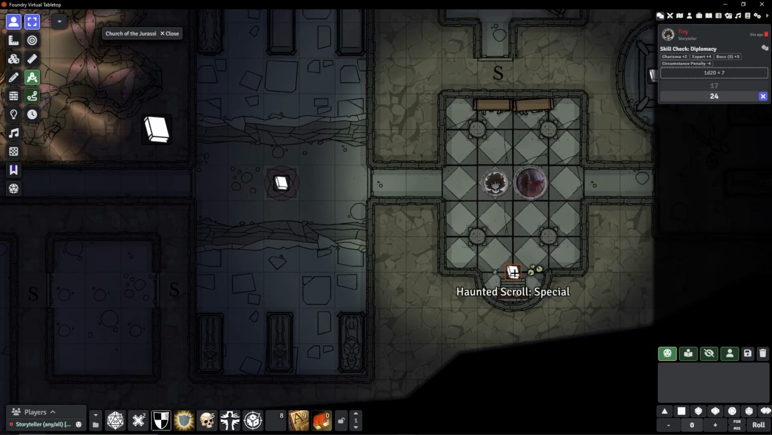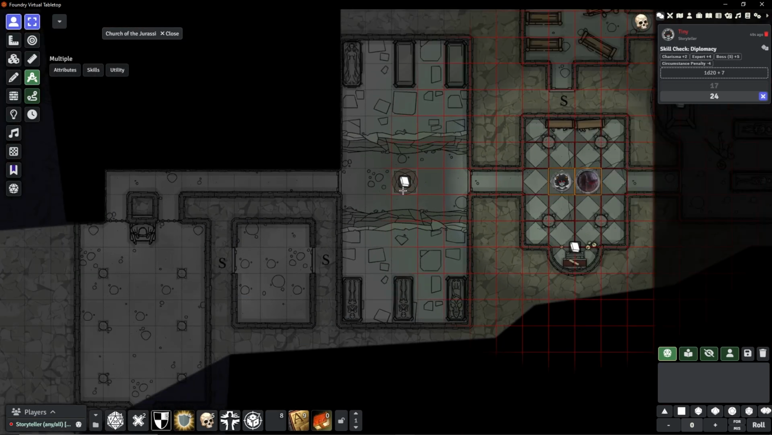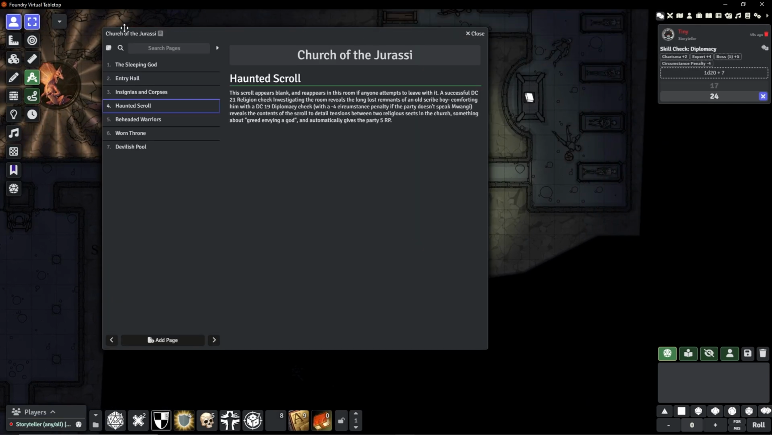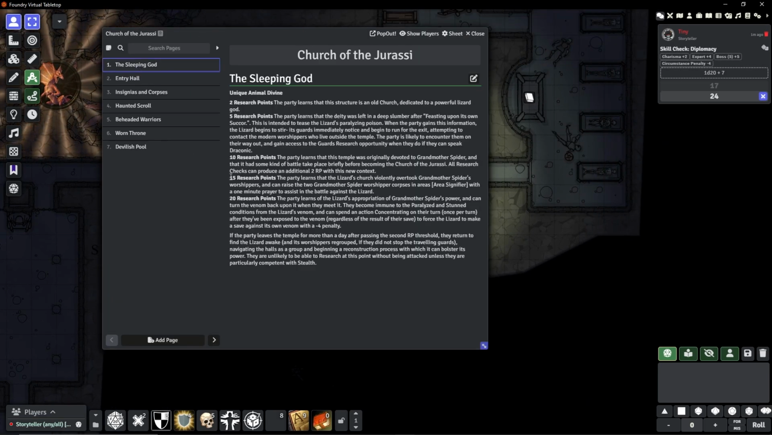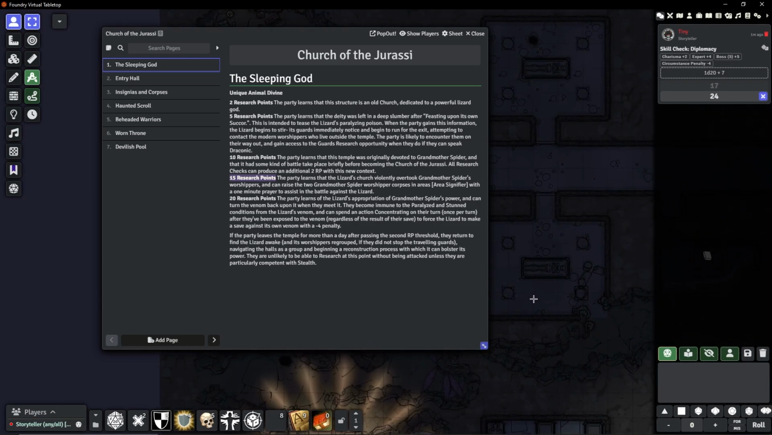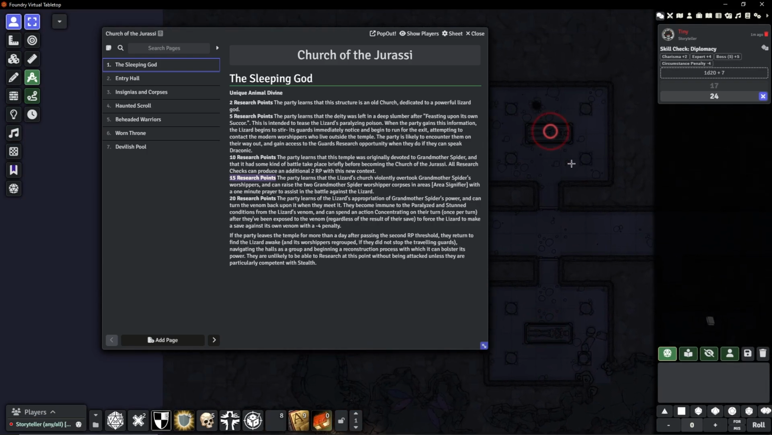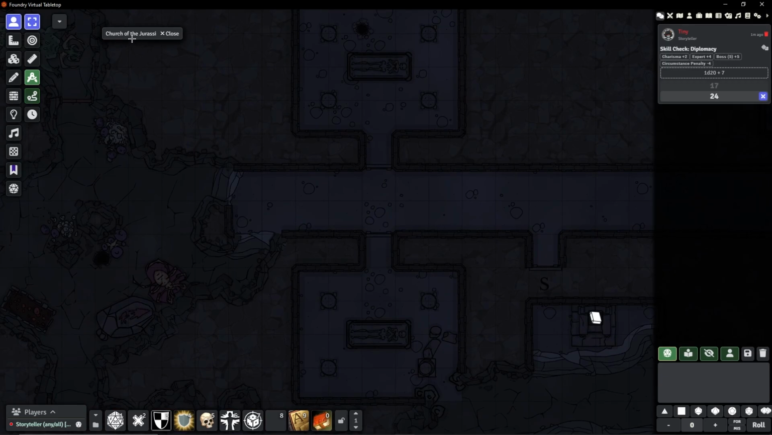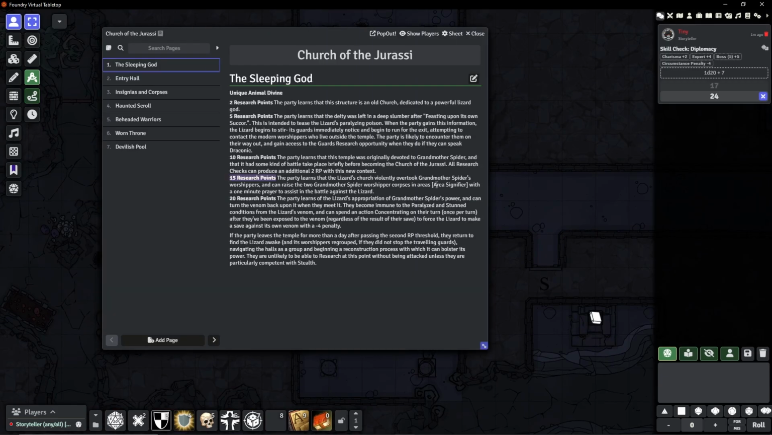So the scroll does not have a listed value. They can't look more closely at it to find out more things, but they can go back and reinspect insignias and corpses, as well as the entry hall, gaining another 4 RP, which will increase them to 17, which then passes the 15 research point threshold. The party learns that the Lizard's Church violently overtook Grandmother Spider's worshippers and can raise the 2 Grandmother Spider worshipper corpses in areas, and I did not label the areas, but that would be these 2 over here, adjacent to the holding area for the lizard, to assist in battle against the lizard with a 1-minute prayer.